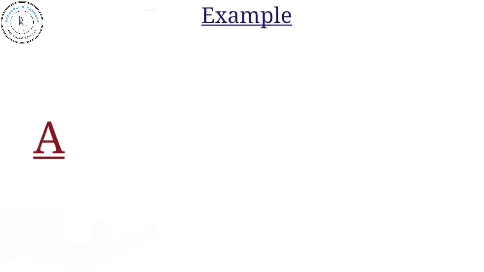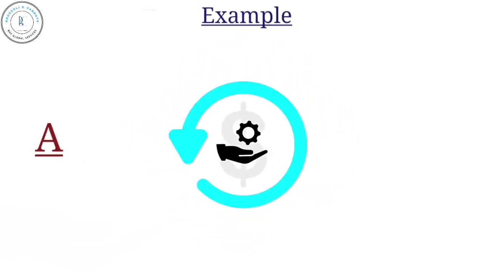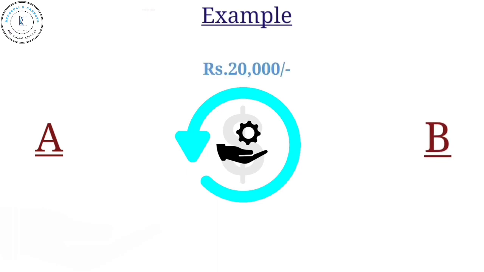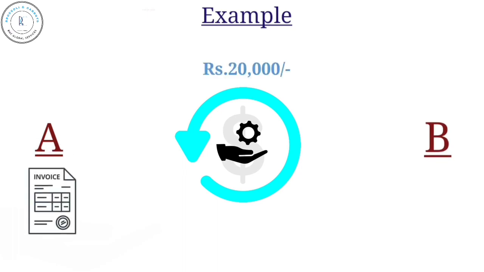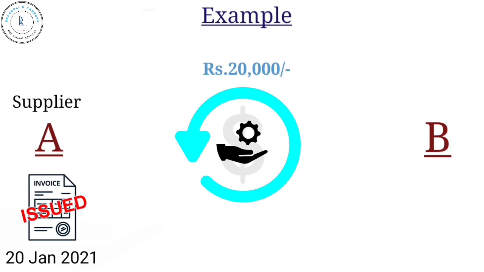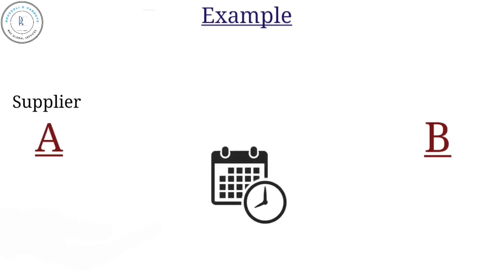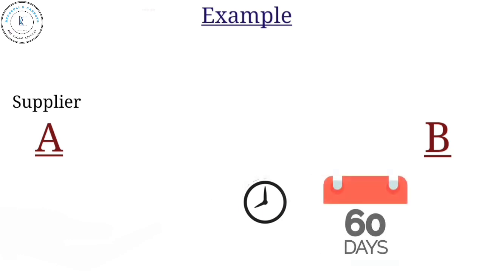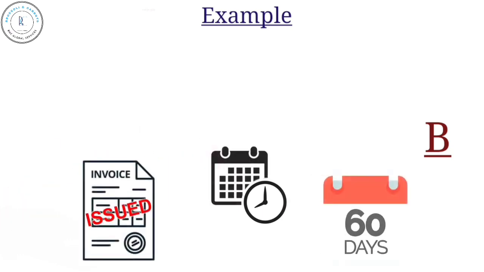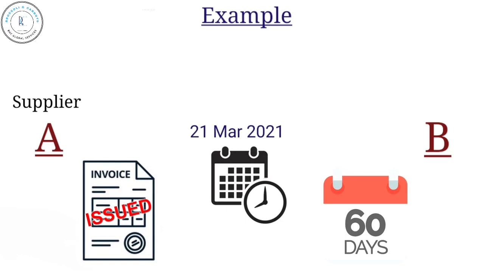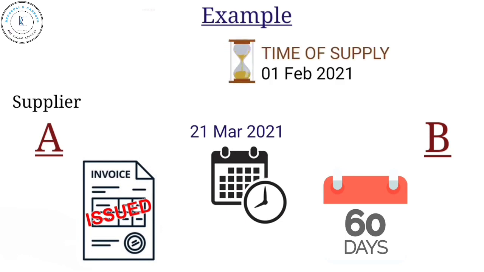Example: A provides services under RCM to B for 20,000 rupees. Invoice issued by supplier, January 20, 2021. Payment is made on February 1, 2021. Date of payment made, February 1, 2021. Date immediately following 60 days from the date of issue of invoice by supplier, March 21, 2021. Time of supply, February 1, 2021.